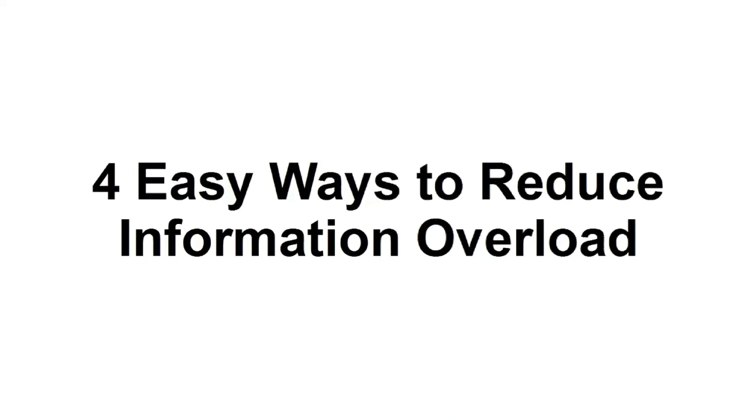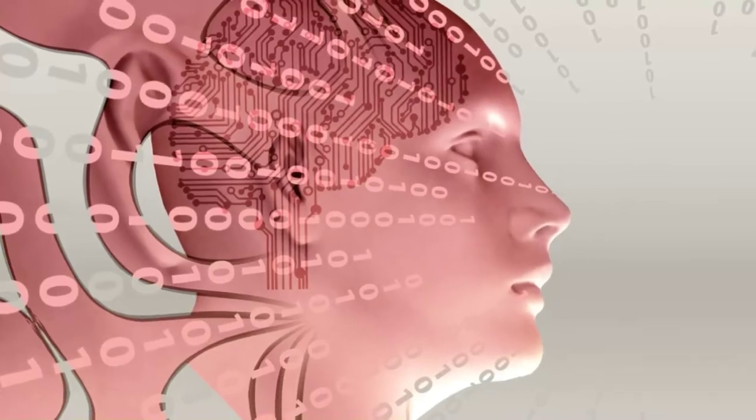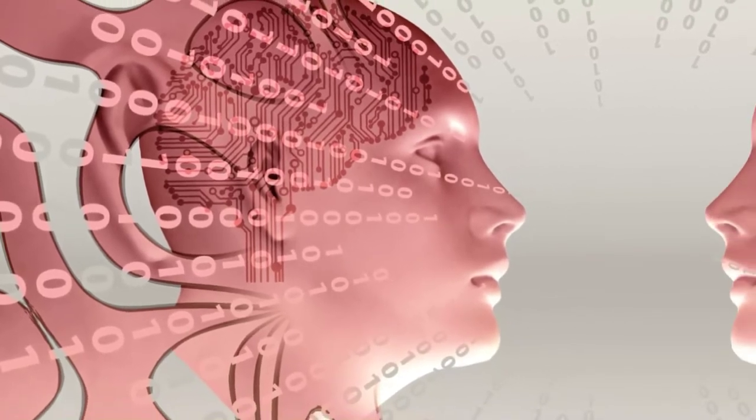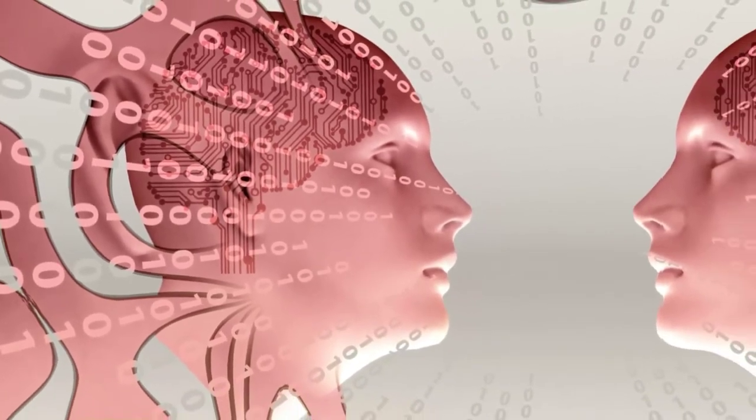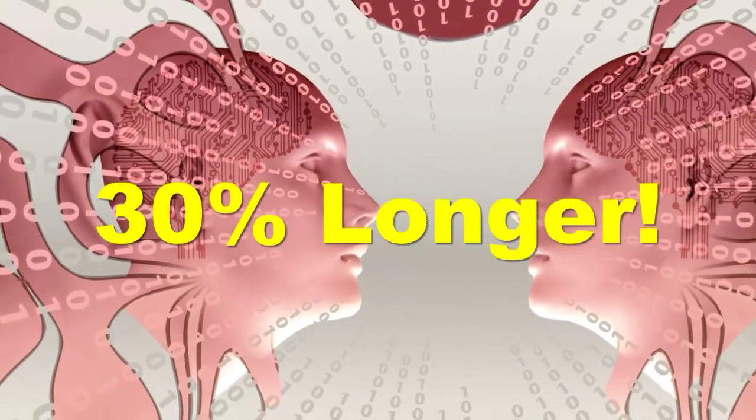In this presentation, I'm going to teach you 4 easy ways to reduce information overload in your life. In the fast-paced, rapidly evolving world we live in, the myriad of digital tools that can be used to access information can quickly overwhelm us. Our brains are designed to only focus on one task at a time. When we try to focus on 2 tasks simultaneously, it takes us 30% longer to complete the tasks, and we end up making more errors.